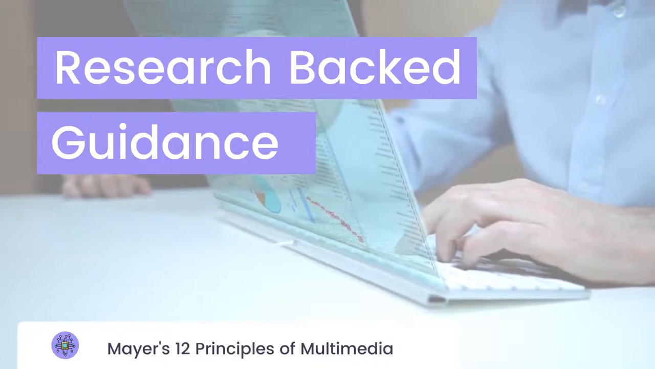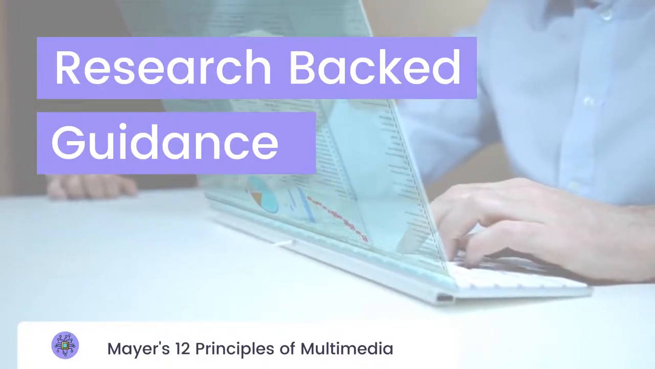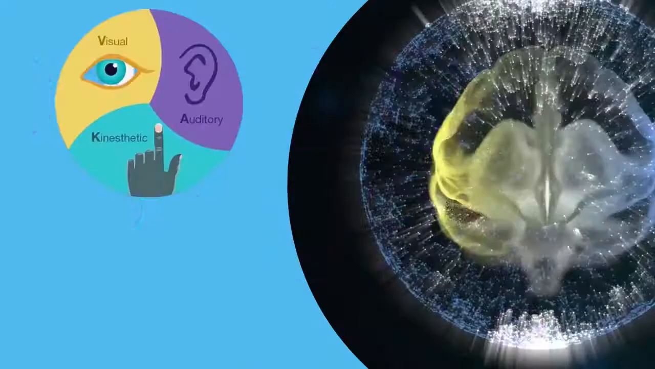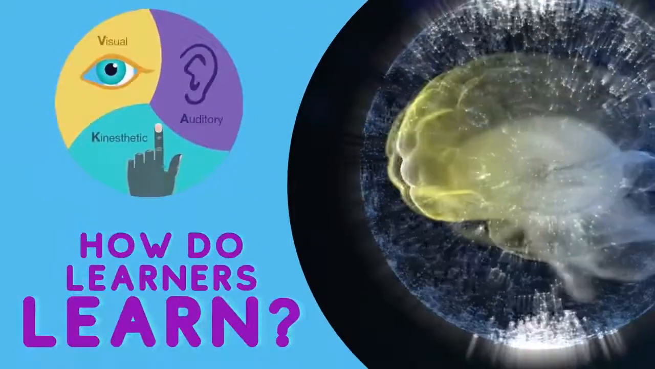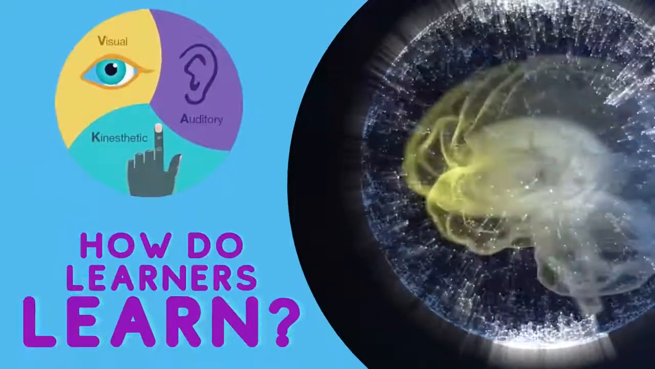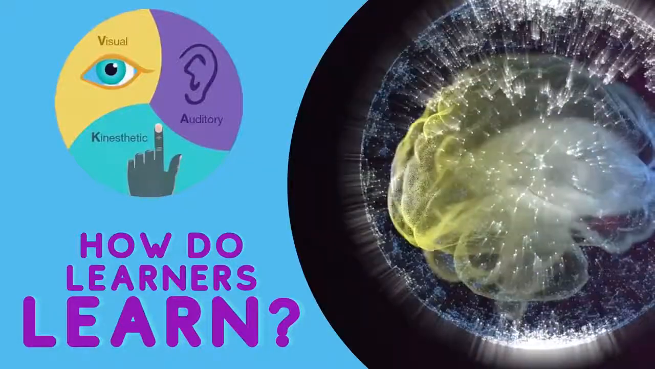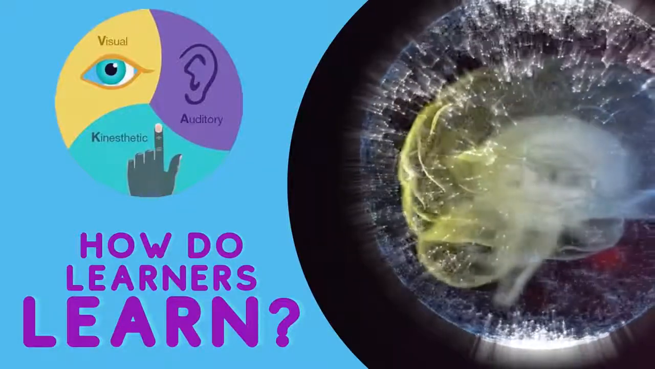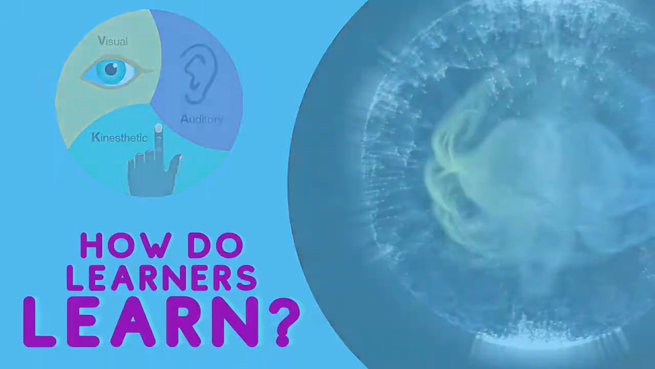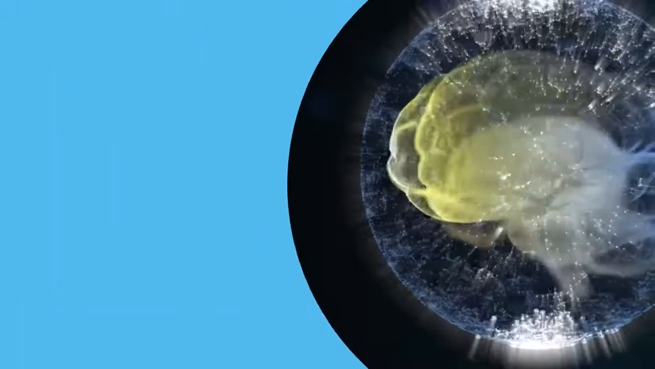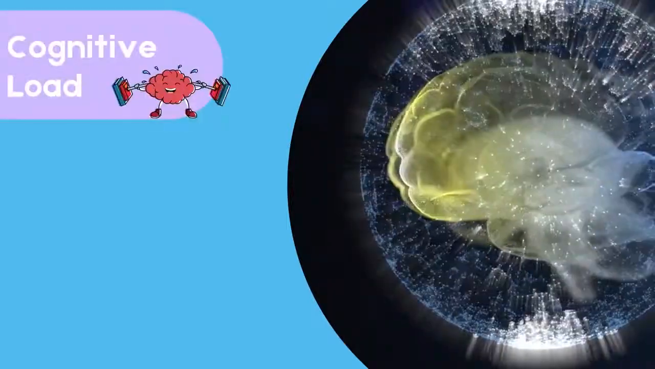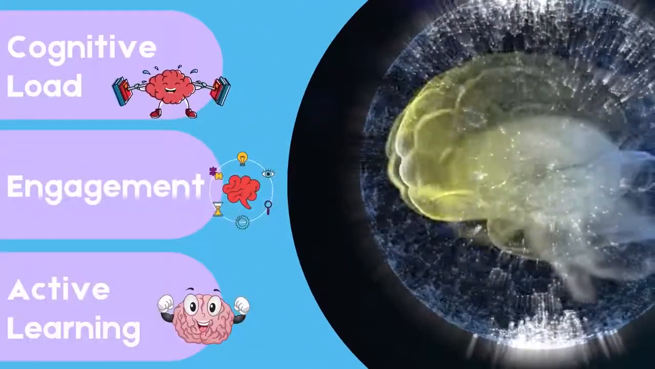In order for us to do this, we really need to think about our learners, how they learn, and what motivates and engages them. Much of the research stems from Mayer's 12 Principles of Multimedia Learning, which will be signposted throughout the video. To examine this guidance, we're going to categorise into 3 areas: cognitive load, engagement, and active learning.